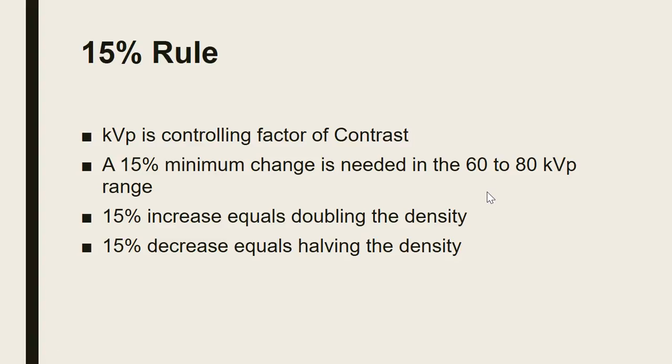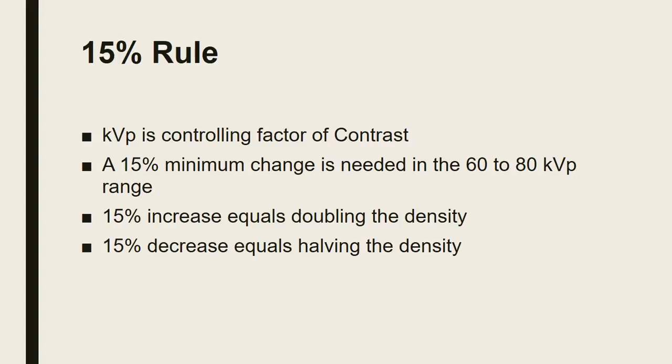With kVp, even though it's not generally considered good practice to change the scale of contrast, it's sometimes necessary to obtain more diagnostic information. So if you are told to change an image because of the contrast, then you want to know that it's the kVp that you need to change. There's a 15% minimum change needed in the 60 to 80 kVp range. And with that, that 15% increase would mean it doubles the density of the image, whereas a 15% decrease halves the density. So those two things go together.